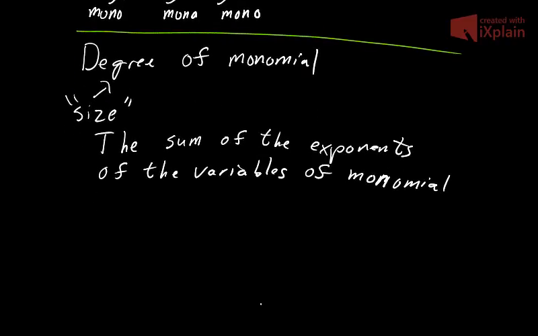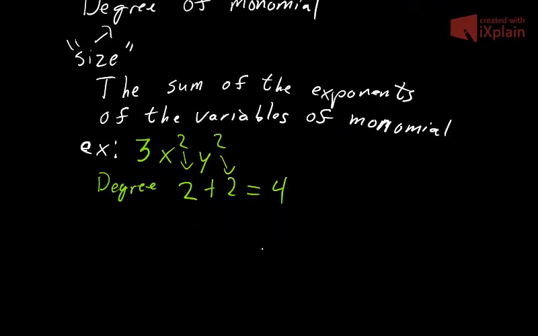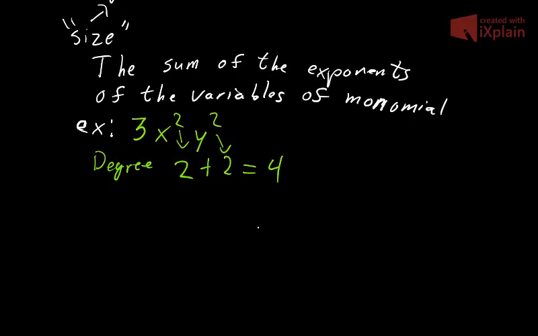So, now a quick couple examples. My first example here is going to be if I have 3x squared y squared, my degree is going to be the sum, which means I'm adding the exponents of the variables. The exponent on my x is 2, the exponent on my y is 2, and I end up saying that this has degree 4.